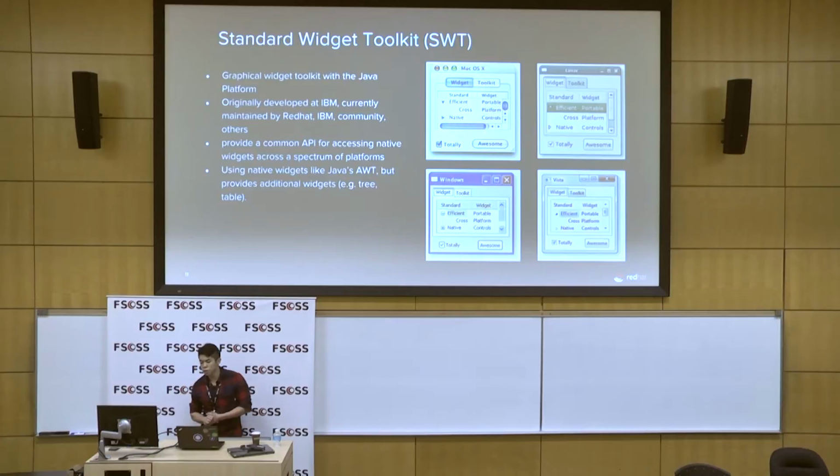The Standard Widget Toolkit is a graphical widget toolkit with the Java platform. So it's written in Java. It was originally developed by IBM as well, but it's currently retained by RedHat, IBM, the community, and others as well. The main goal for SWT was to create a widget library that is native to the operating system.